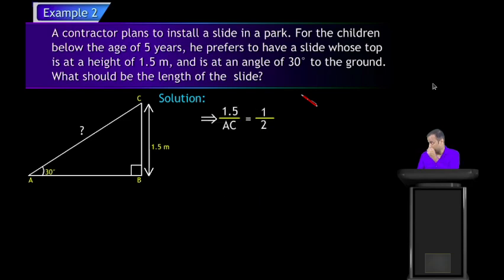So it is equals to 1 by 2, and after cross multiplication we get the value of AC as 3. So what is the length of slide? It is 3 meter.